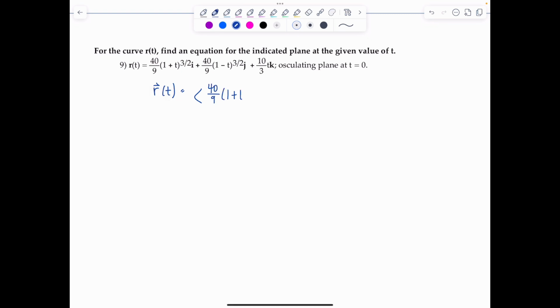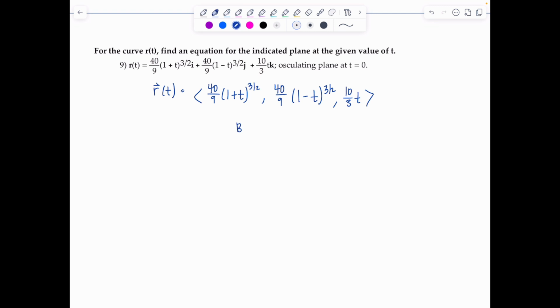So you need to remember which vector in the TNB frame is normal to the osculating plane. And the answer is the binormal vector. So here's the important thing. We don't actually have to find the components of the binormal vector. All I need is a vector that's normal to the plane. So any scalar multiple of the binormal vector will work.